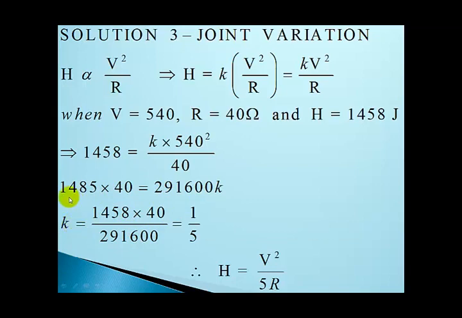When we divide the left hand side by 291600, we have 1458 times 40 divided by 291600, and this is equal to 1 over 5. That means that the constant of proportionality K is equal to 1 over 5. So from H equals KV square over R, now we've gotten K to be 1 over 5. So by substitution, we have H is equal to V square divided by 5R.